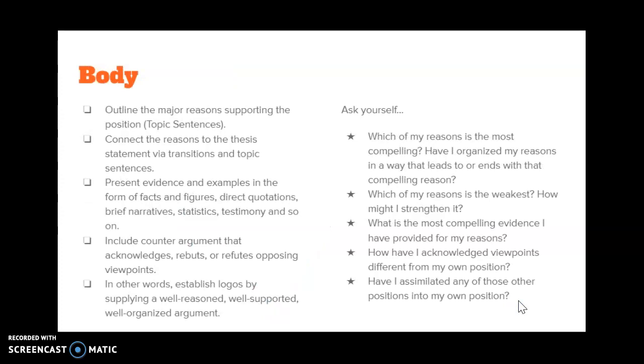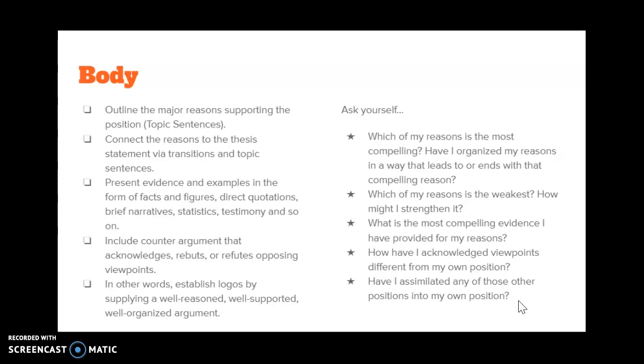Your body paragraphs should really outline the major reasons for supporting your position via topic sentences. Each body paragraph should begin with a topic sentence that introduces a reason to support your thesis. It is the point you are making about your position. These reasons or points should support and relate back to your thesis. This is one way how you can create coherence and unity in your essay.